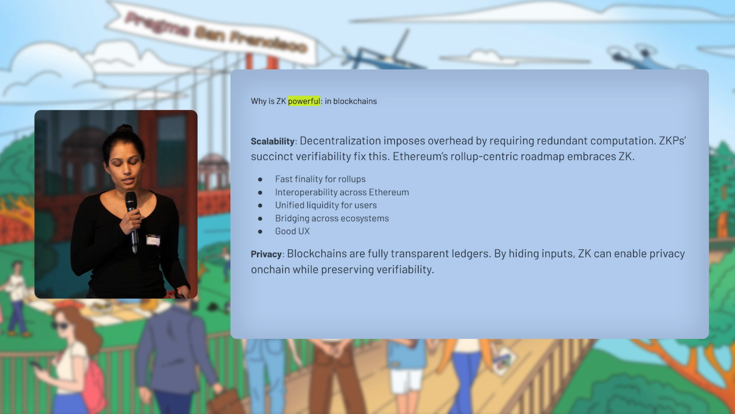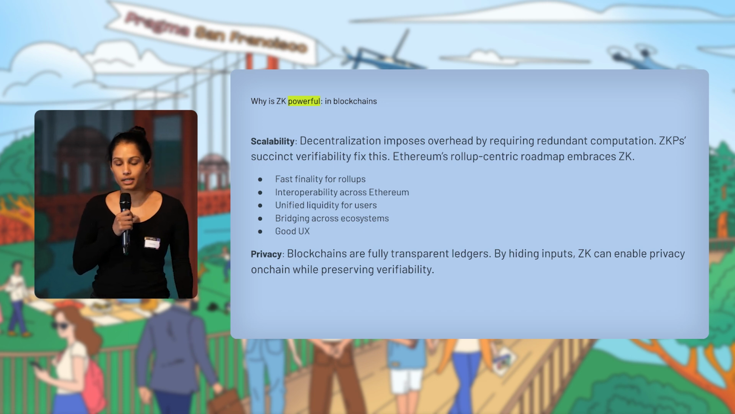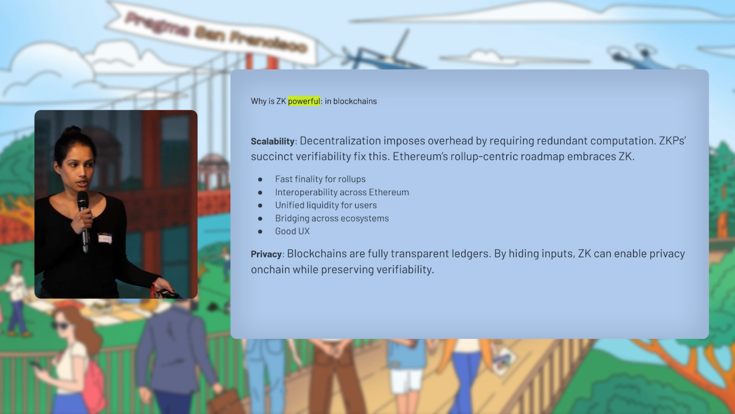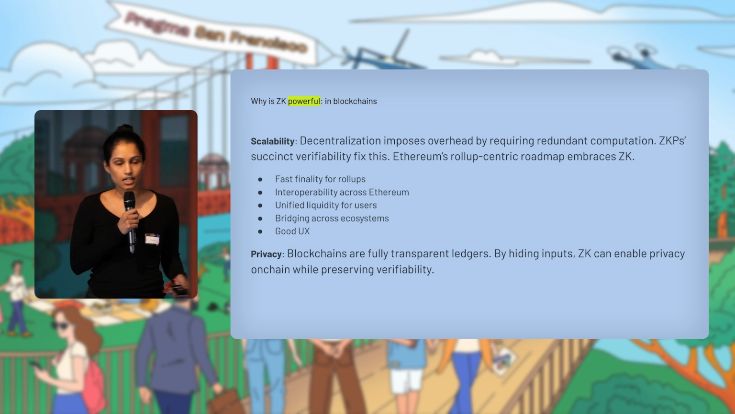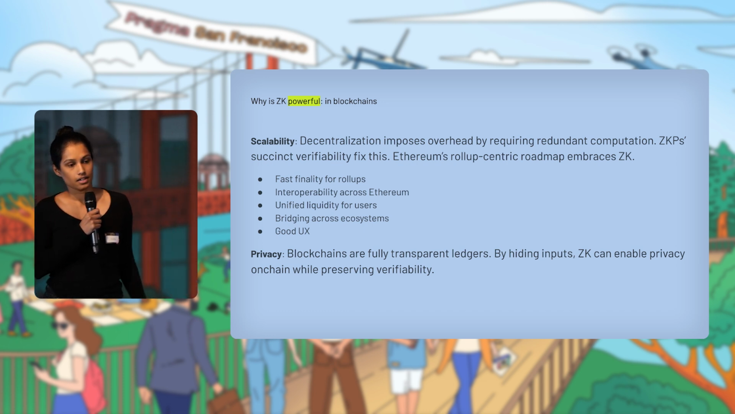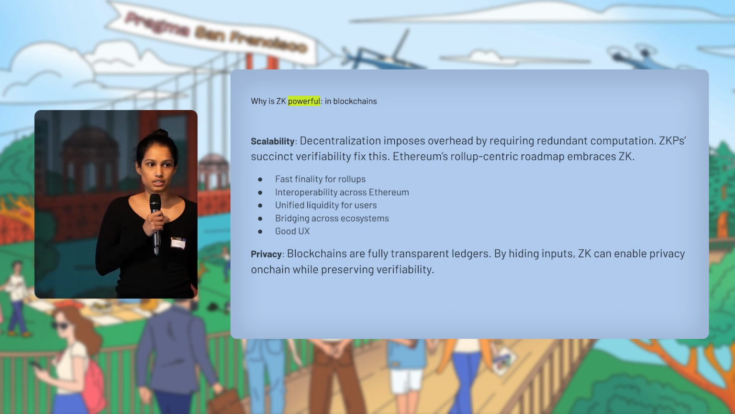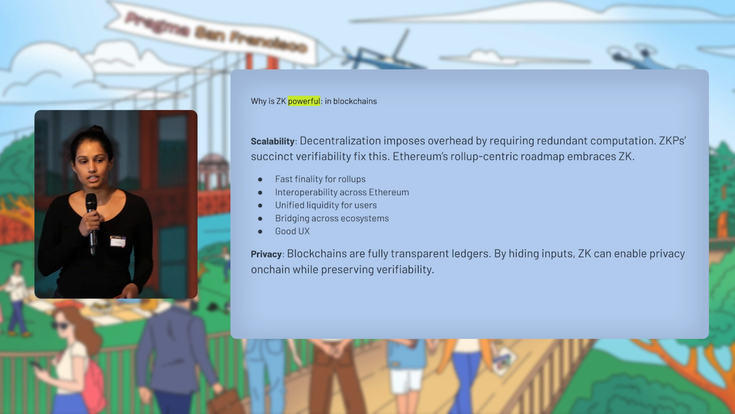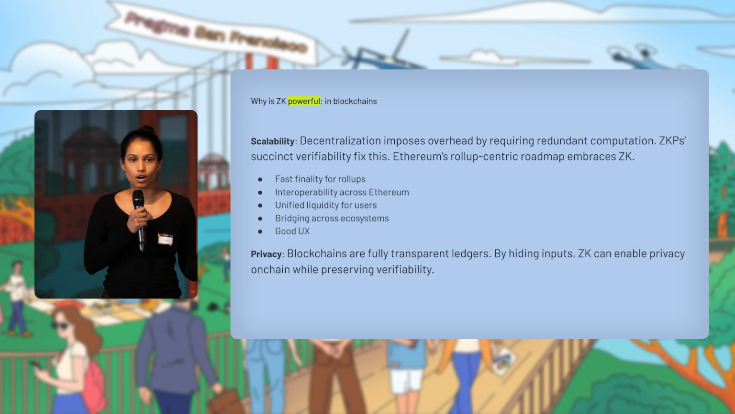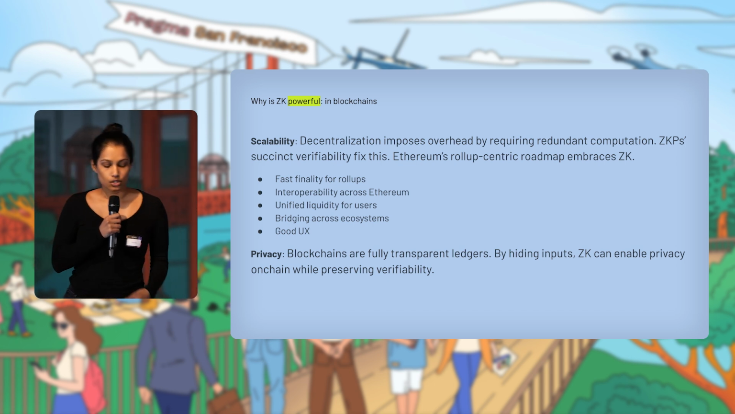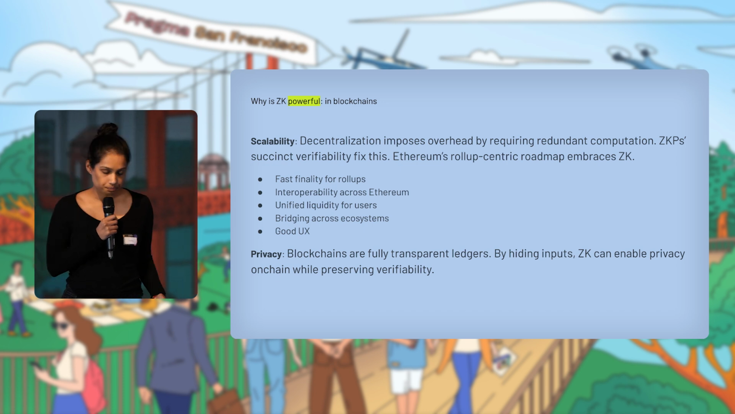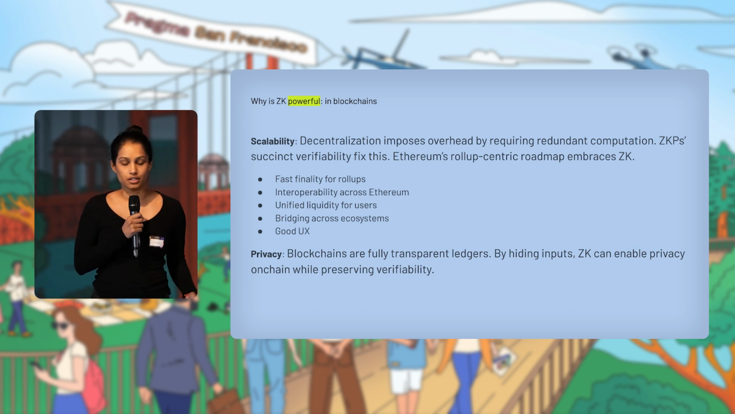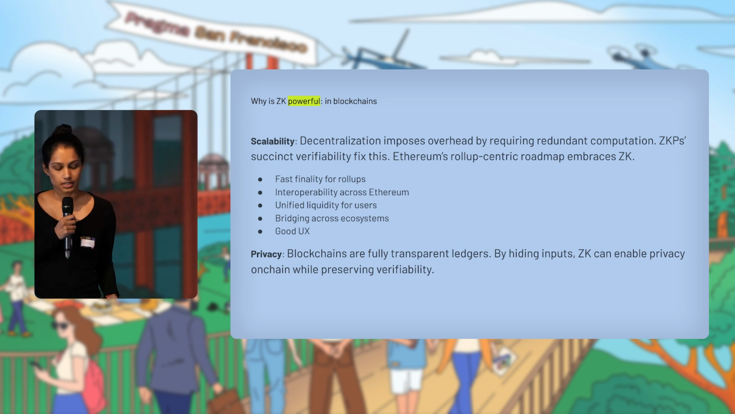And in particular, Ethereum's rollup-centric roadmap really embraces ZK as a kind of solution to having decentralized systems that scale but are still verifiable. And there's a bunch of topics in the Ethereum ecosystem that a lot of people have been talking about recently, like fast finality, interoperability across all these rollups, unified liquidity, bridging, that will be solved by adoption of ZK in the Ethereum stack.